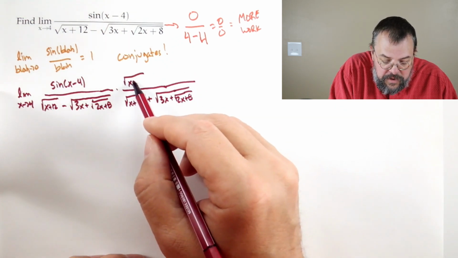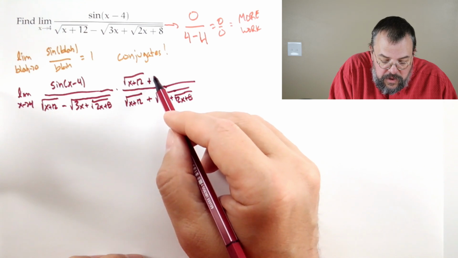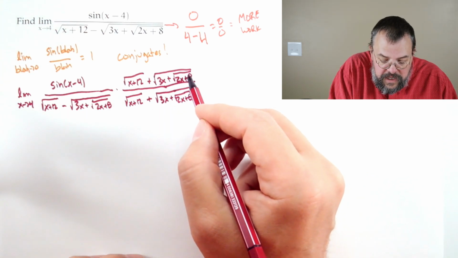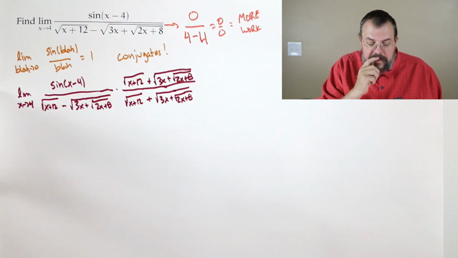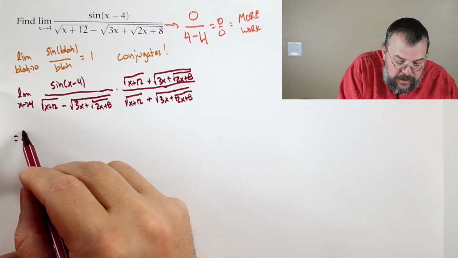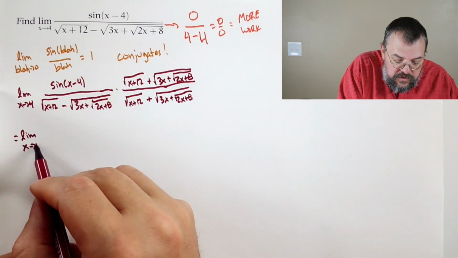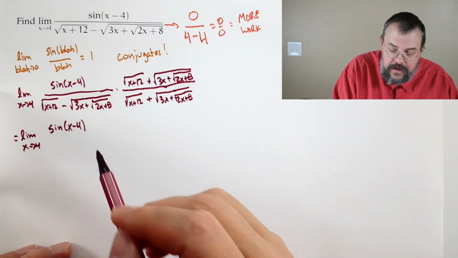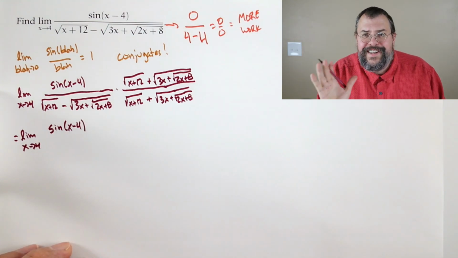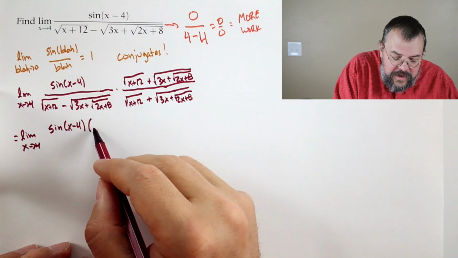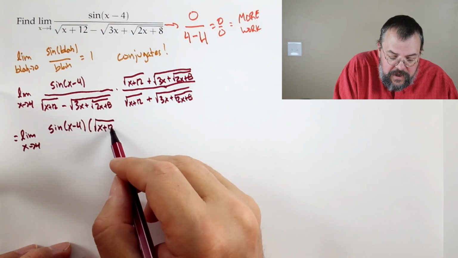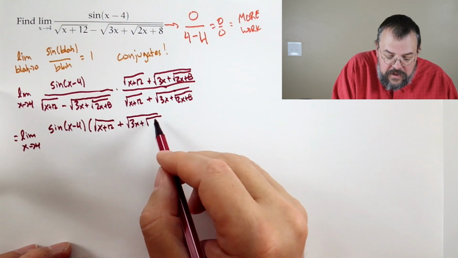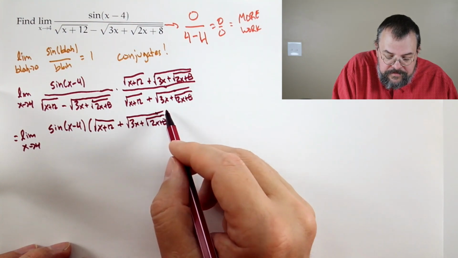Upstairs, square root of x plus 12 plus square root of 3x plus square root of 2x plus 8. All right, now we multiply this out. So this is limit as x goes to 4. Upstairs, well, when I say multiply it out, you multiply the denominator. Don't multiply out the numerator because you only multiply out where it's going to help you. Don't multiply out where it's not going to help you. So 3x plus square root of 2x plus 8.